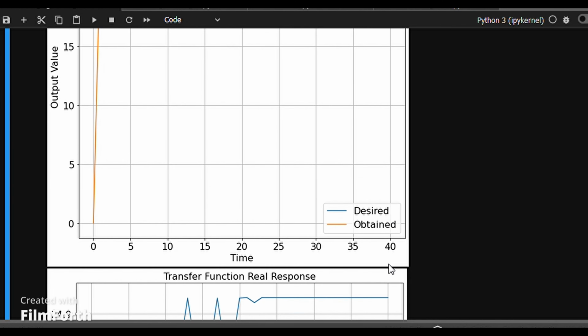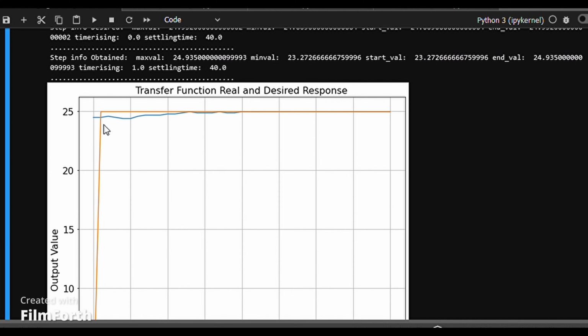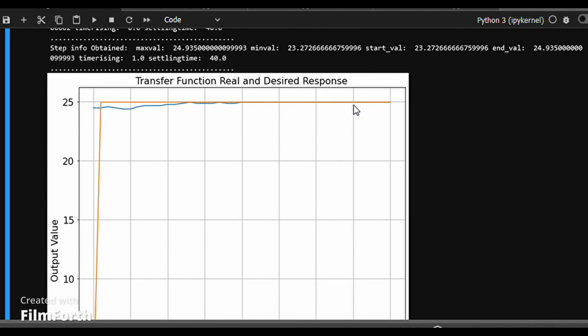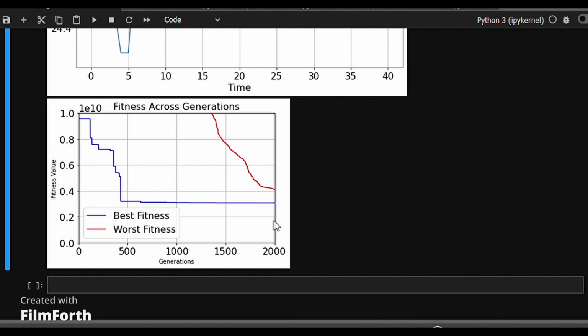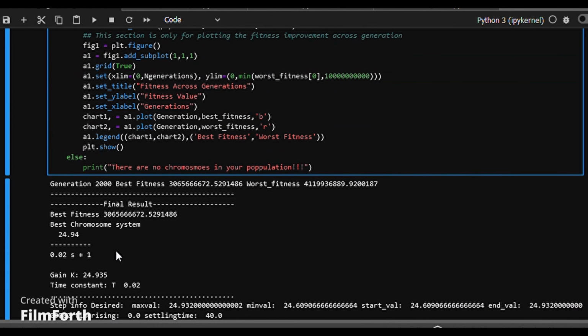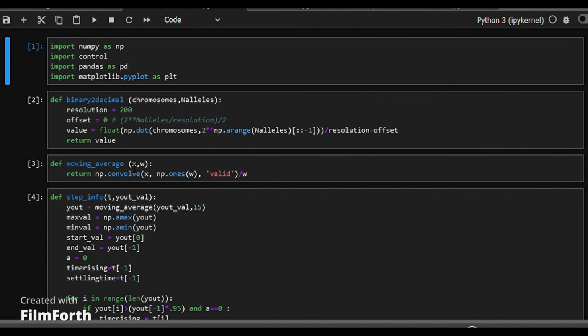After this, we have the same behavior as the database, and then we have the fitness across generations. With 2000 generations, we have this part. With this, we need to use the fitness function for the evaluation of each chromosome, each allele, and all this part of the process.